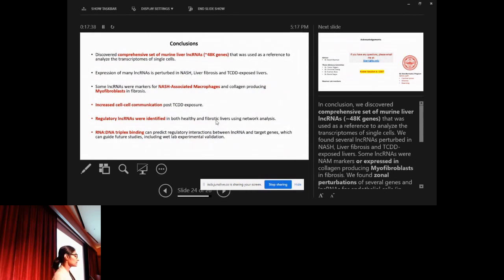And for future work, we are working with multi-omic single cell plus ATAC-seq to further investigate the epigenetics behind all these interactions that we're seeing currently with single cell. And that's where we're going with that.